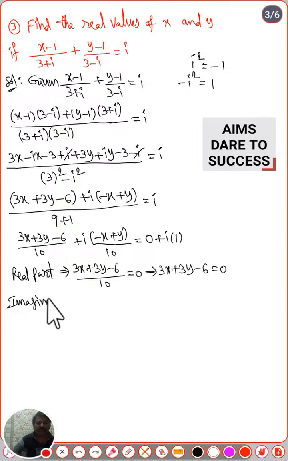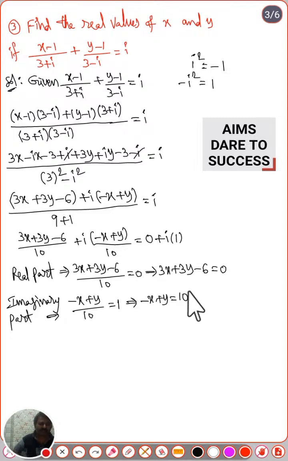Next, imaginary part. I am taking the imaginary part. What is the imaginary part? (Minus x plus y) by 10 is equal to, here the imaginary value, 1. So cross multiply, we get minus x plus y is equal to 10 into 1, which is 10. So this part comes to the right side. Why? Because the x coefficient must be positive. That is x minus y plus 10 is equal to 0. X minus y plus 10 is equal to 0.